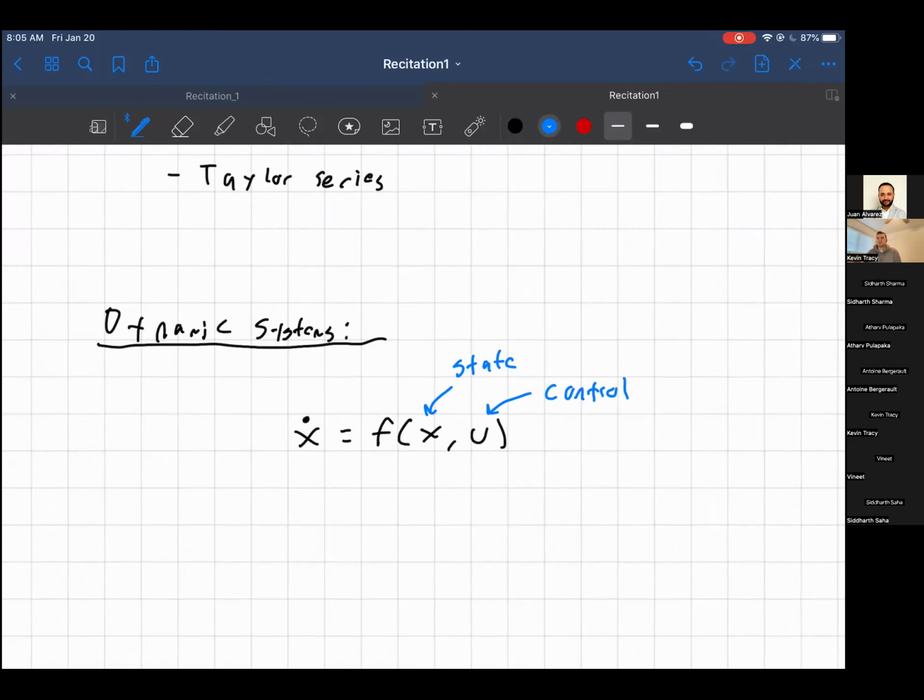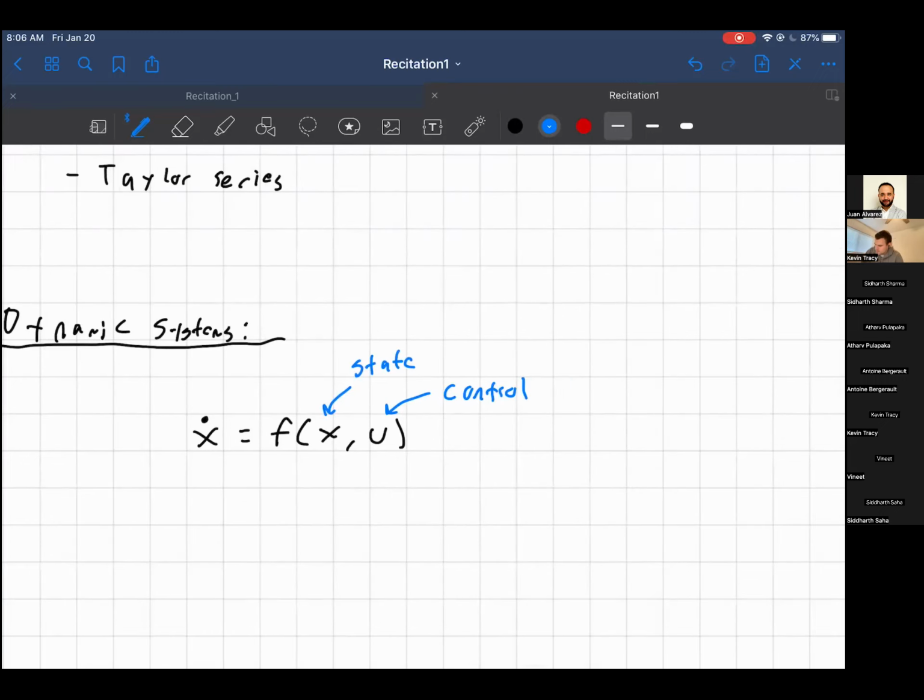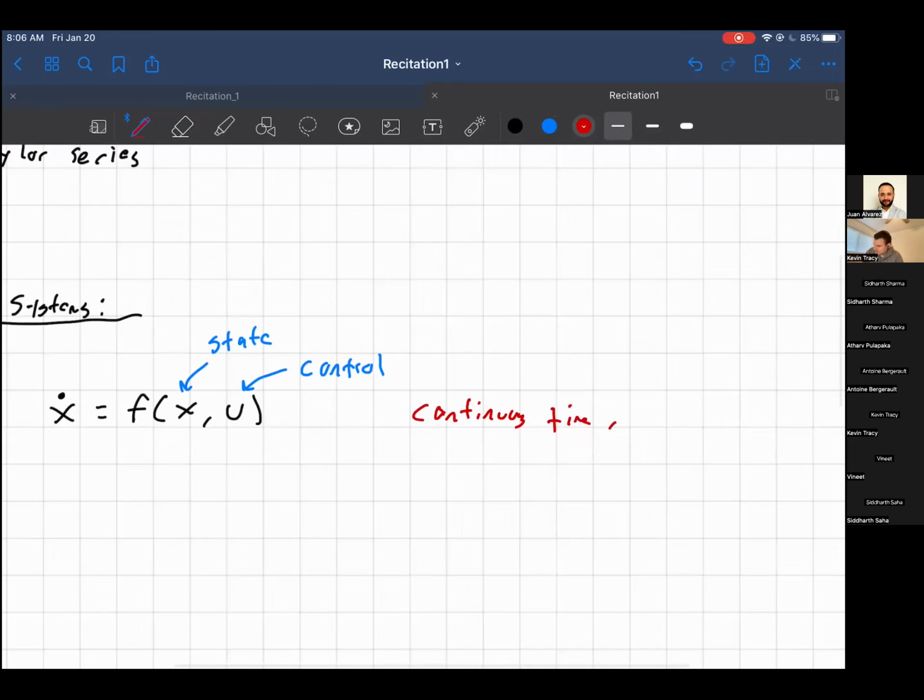Unlike in RL, we don't do states and actions with S and A, we do X and U for everything. So if you ever see X, it probably means it's a state. If you see a U, it probably means it's a control. So this is a continuous time dynamic system, and that makes this an ODE, or an ordinary differential equation.